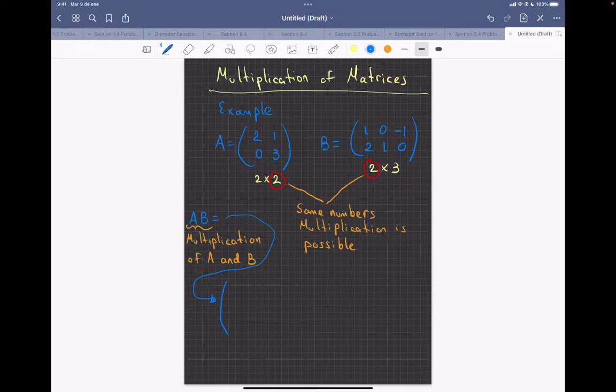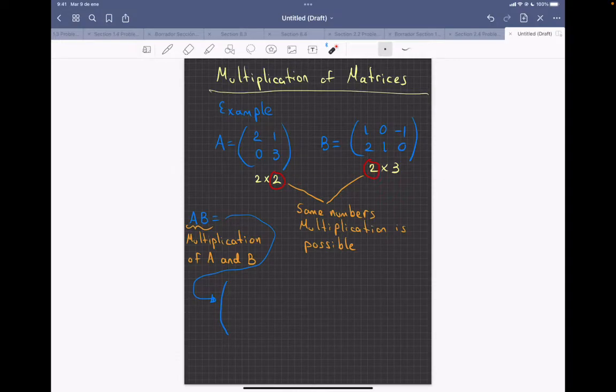Is going to have what size? The size is going to be, pay attention to the numbers we haven't used in the sizes of the matrices. Again, to verify whether the multiplication is possible, you have to pay attention to the number of columns in the first matrix and the number of rows in the second matrix. If they are the same, then the multiplication is possible.